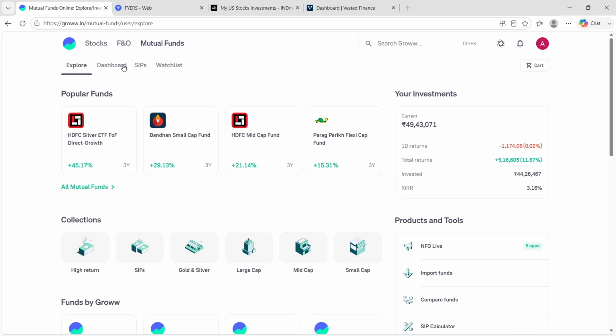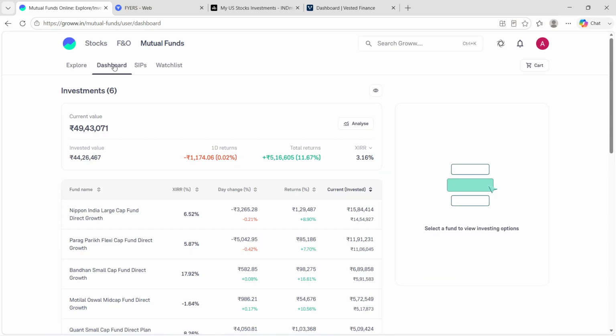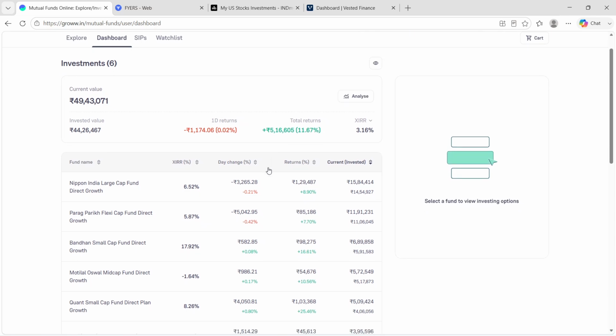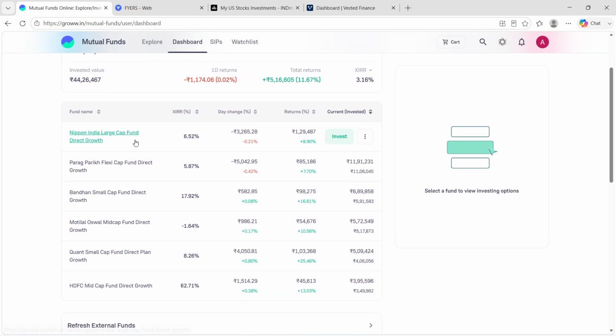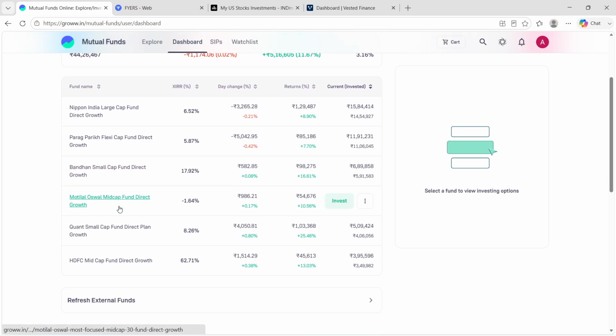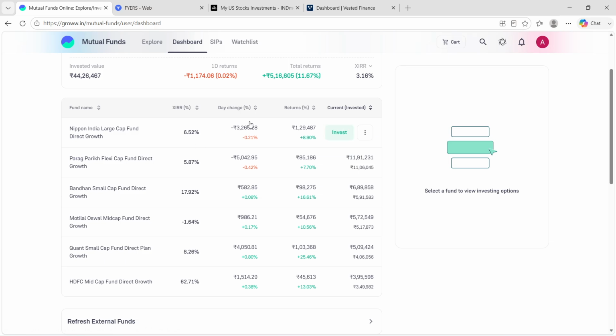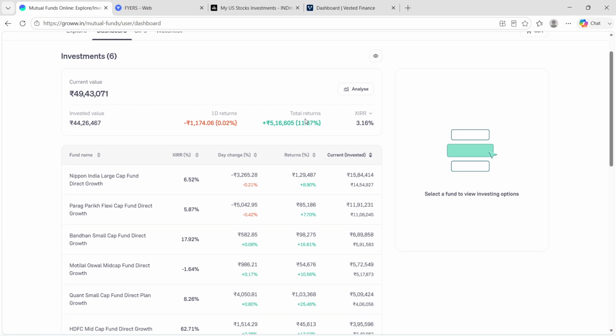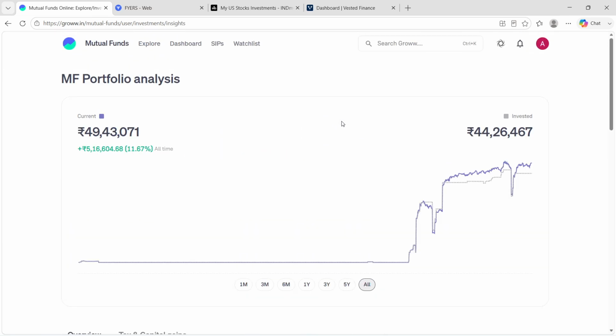The mutual fund is the one where I have more investment. If you see, this is the amount which I invested, this is the current value, and this is the one day return. And these are the funds where I have invested. You can see the one day return of each fund and the total return.